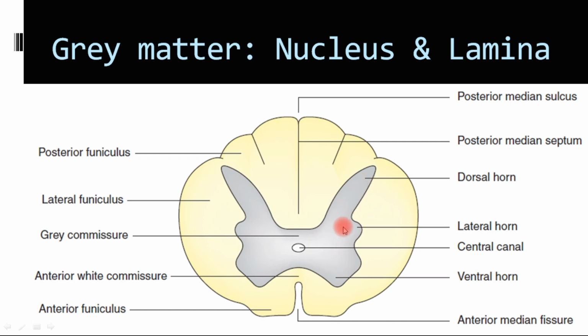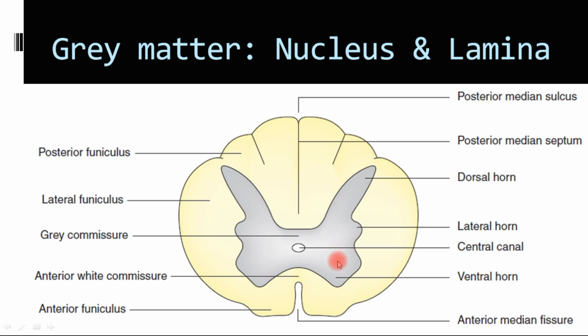This grey matter is made up of the cell bodies of the neurons. And what is making up the white matter? Mostly the axons, the tracts of the spinal cord make up the white matter of the spinal cord. This grey matter is made up of the neurons, the cell bodies of the neurons.